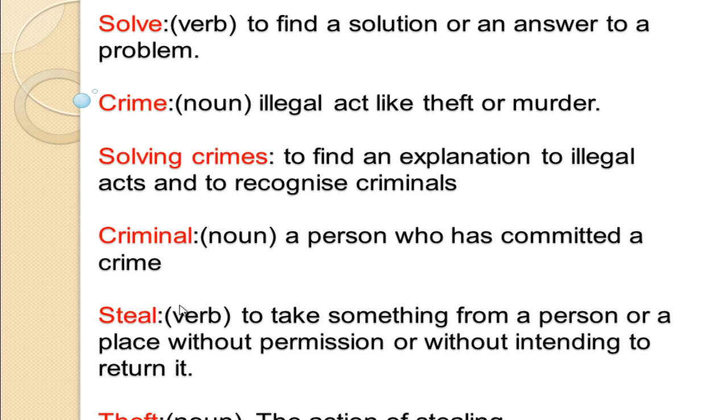Okay, steal is a verb. The past form of steal is stole, S-T-O-L-E. Steal means to take something from a person or a place without permission or without intending to return it back. It has a general meaning, steal. Theft is the noun from it. The action of stealing is called theft.